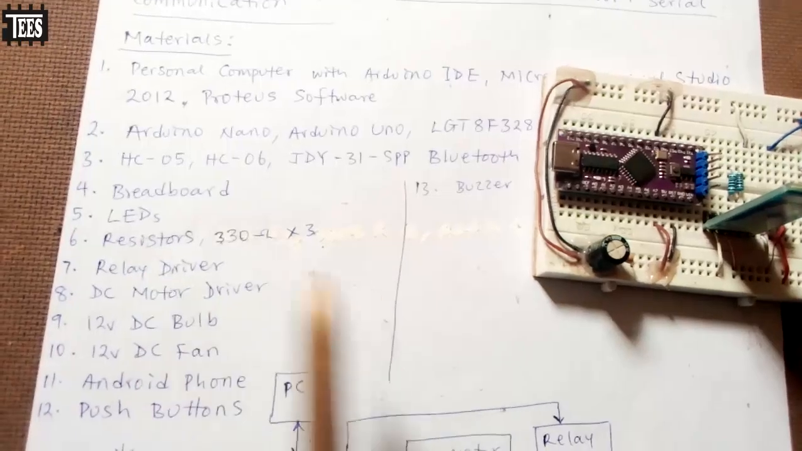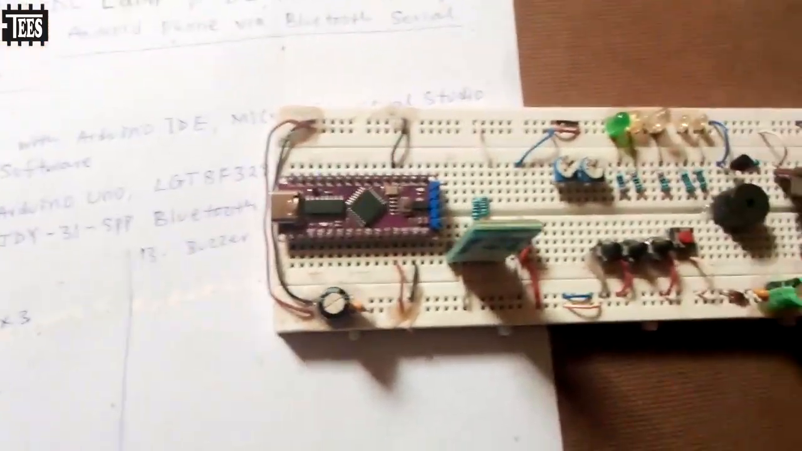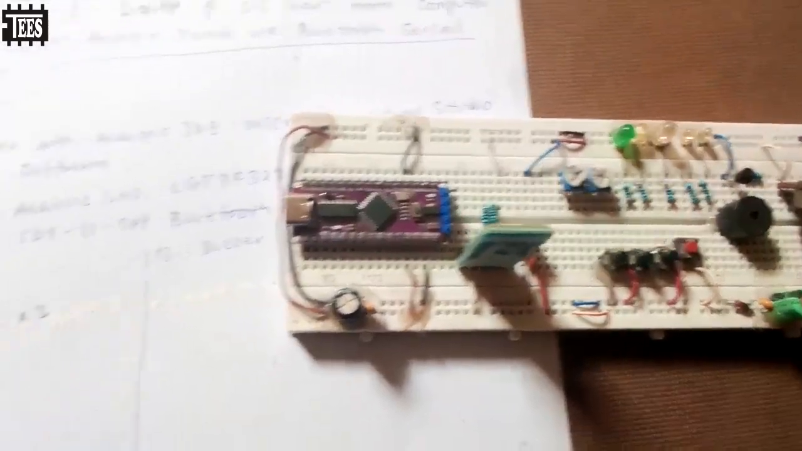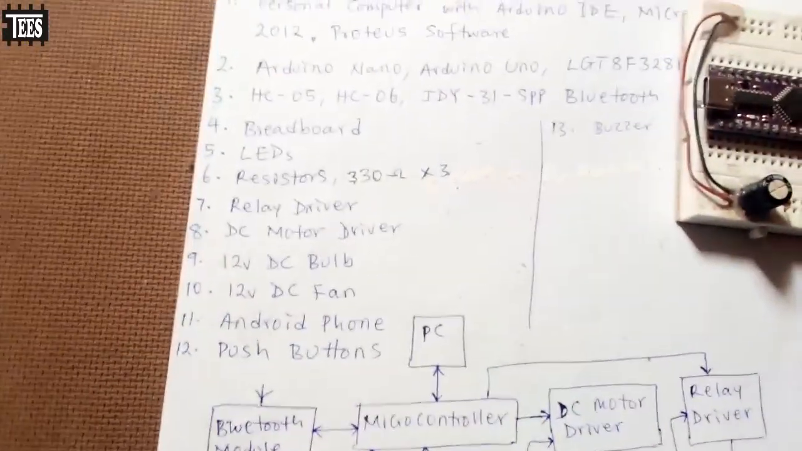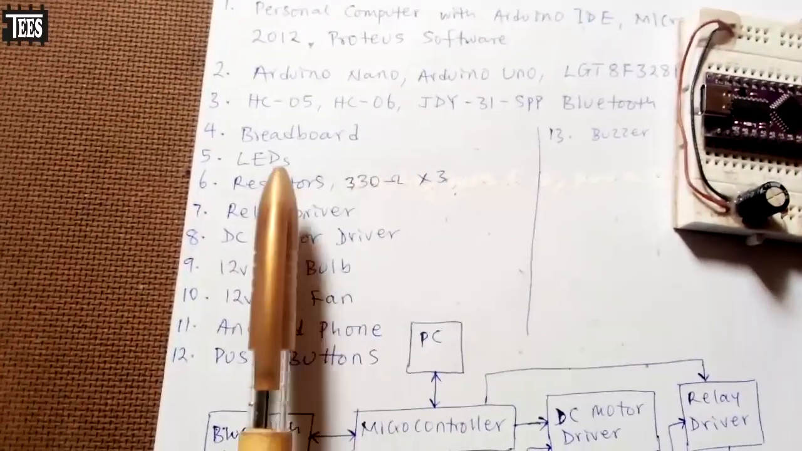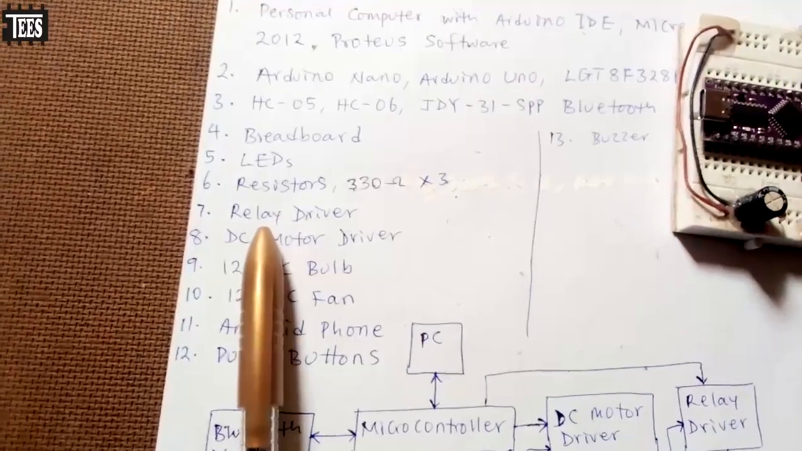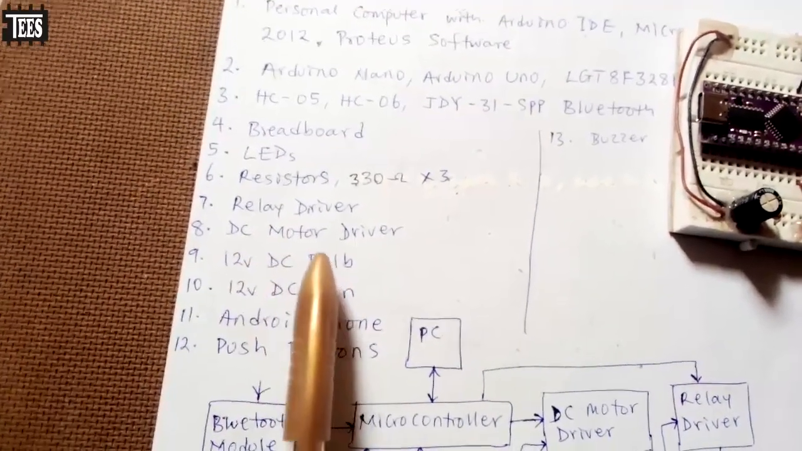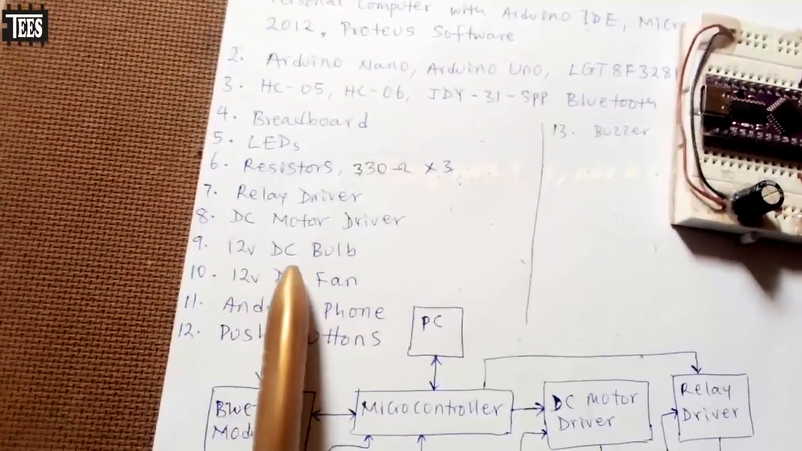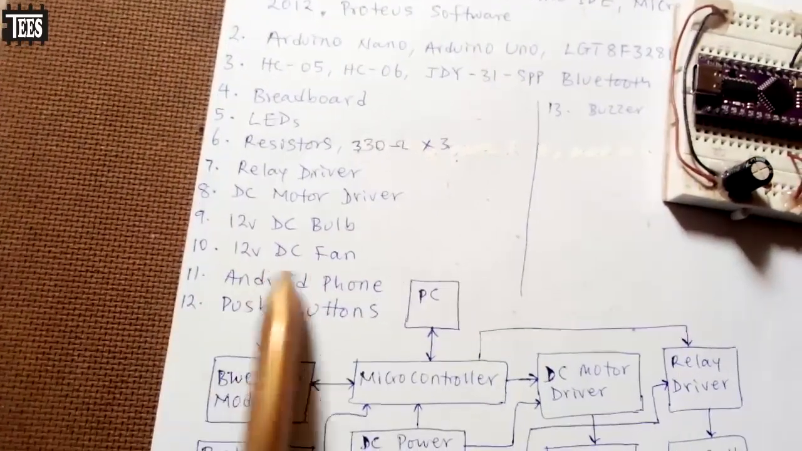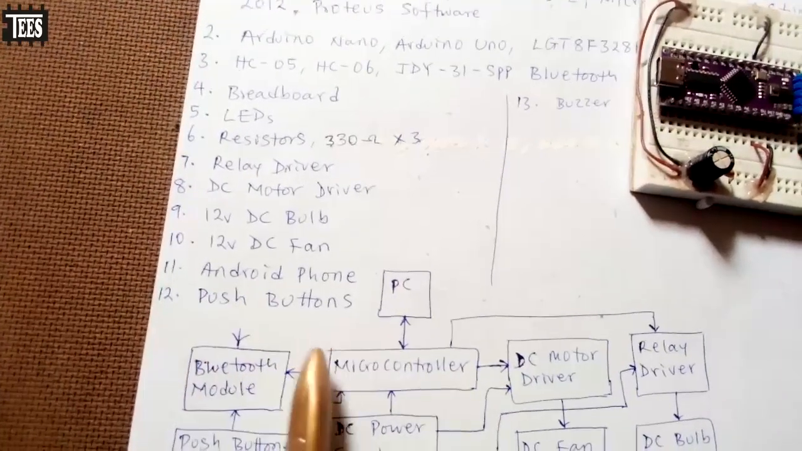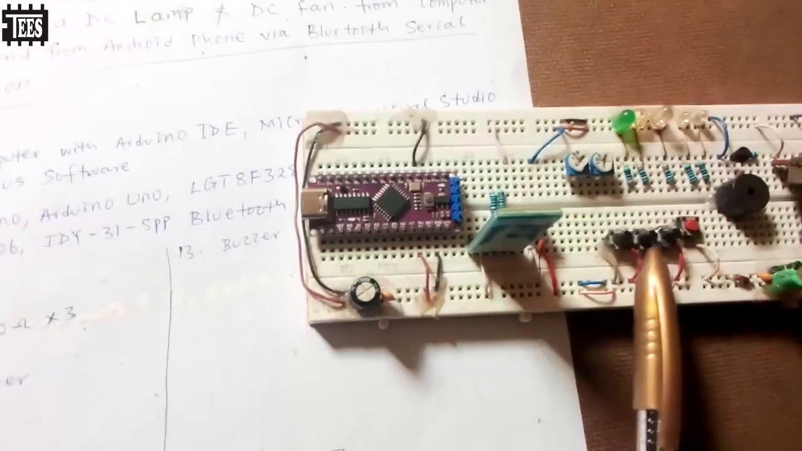Then we need some LEDs. As you can see, we already have some LEDs set up already. We need a relay driver. We need a DC motor driver. We need a 12 volt DC bulb. We need a 12 volt DC fan. I'm going to need an Android phone. And then we need some push buttons. You can see some push buttons here.